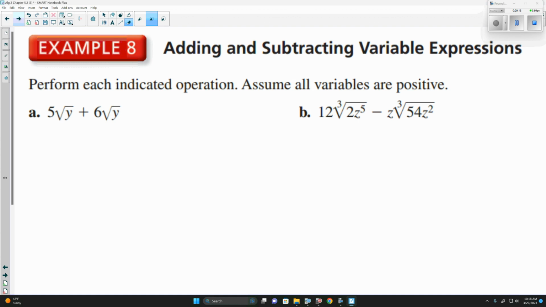Perform each indicated operation. So this is similar to what we started this with. Because if the radicals have the same index and the same thing inside, we can add and subtract them. So here, for A, we have 5 square roots of y plus 6 square roots of y. So we would have what? And that's it.